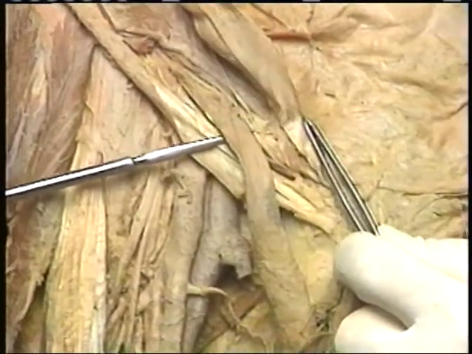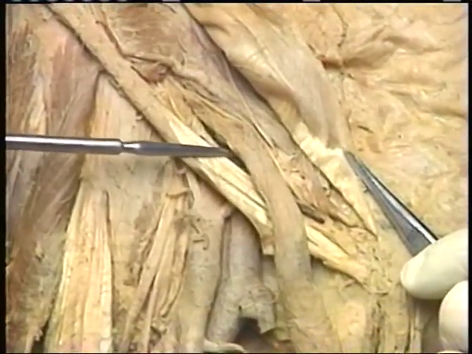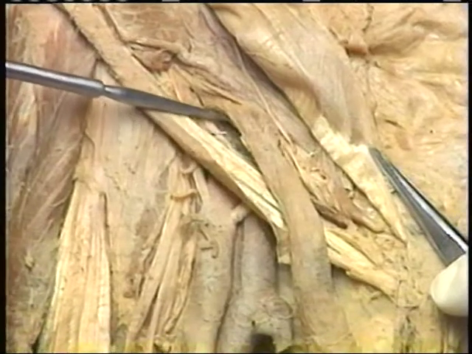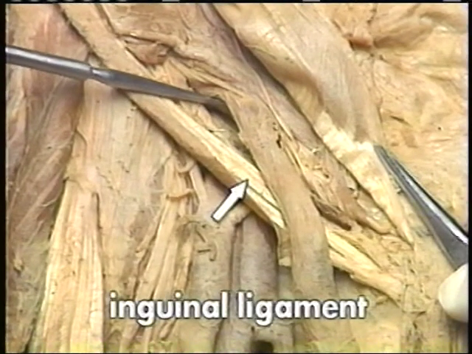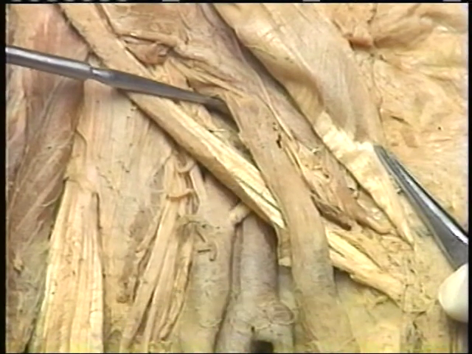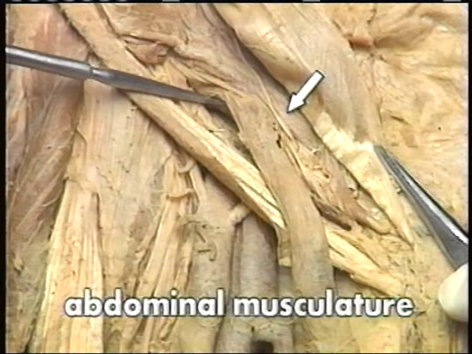The inguinal canal, which has been opened in this specimen, is about 5 centimeters in length. Its floor is formed in part by the inguinal ligament. The abdominal musculature also contributes to the formation of the canal.